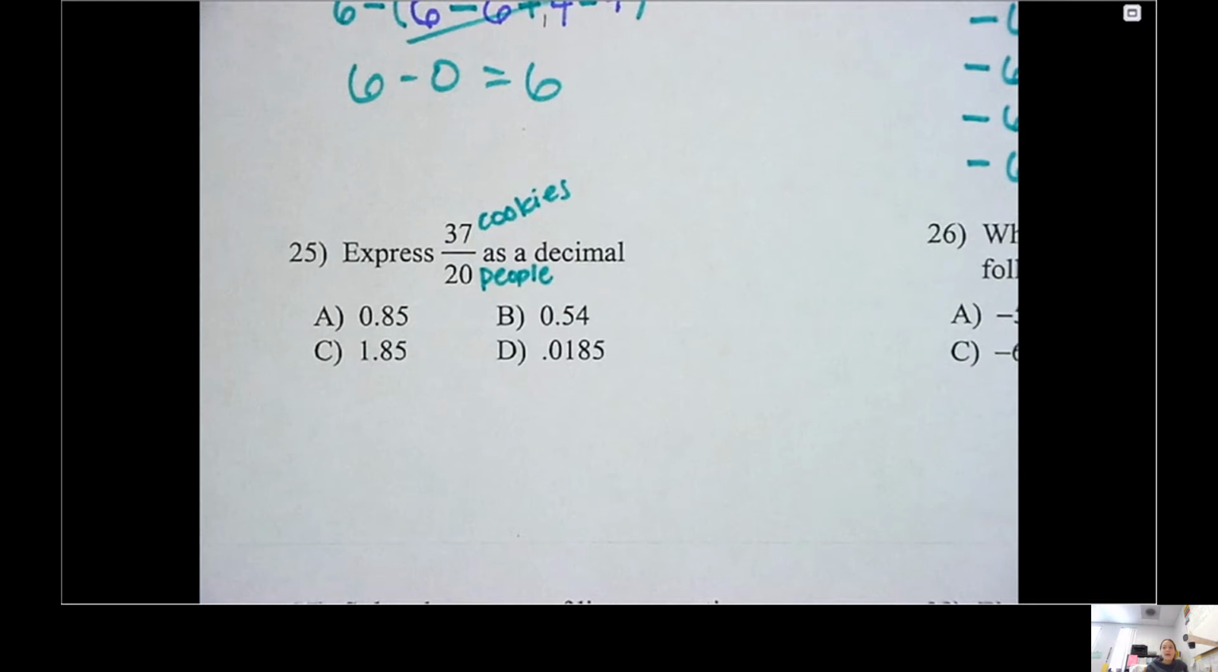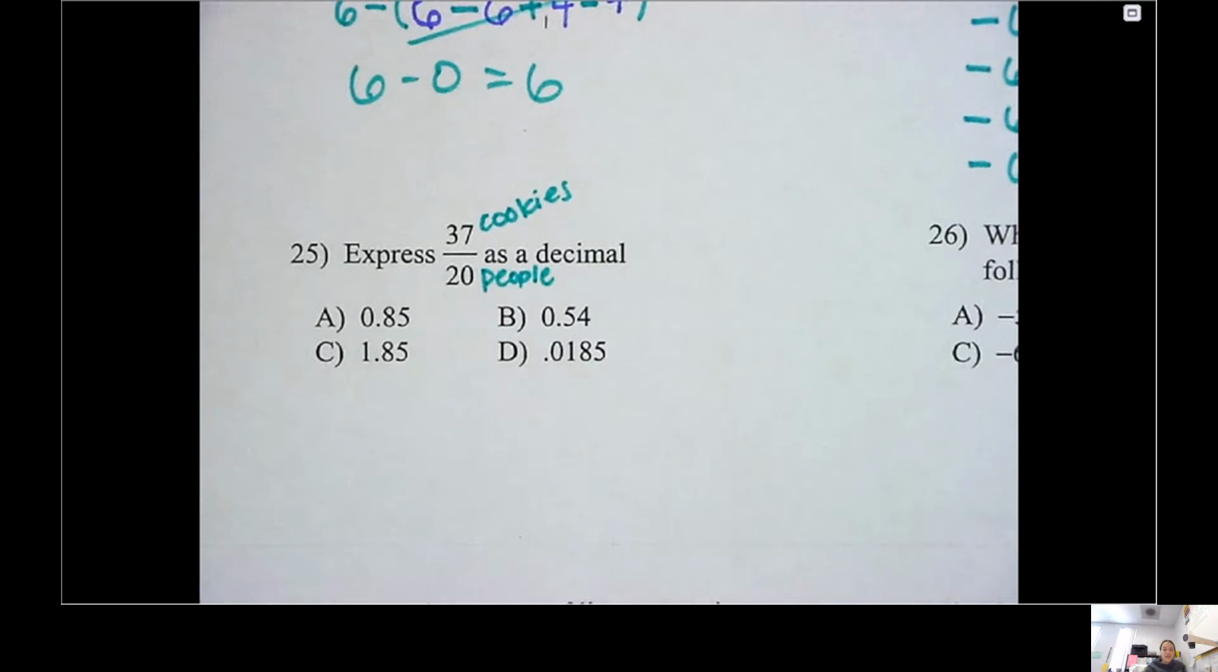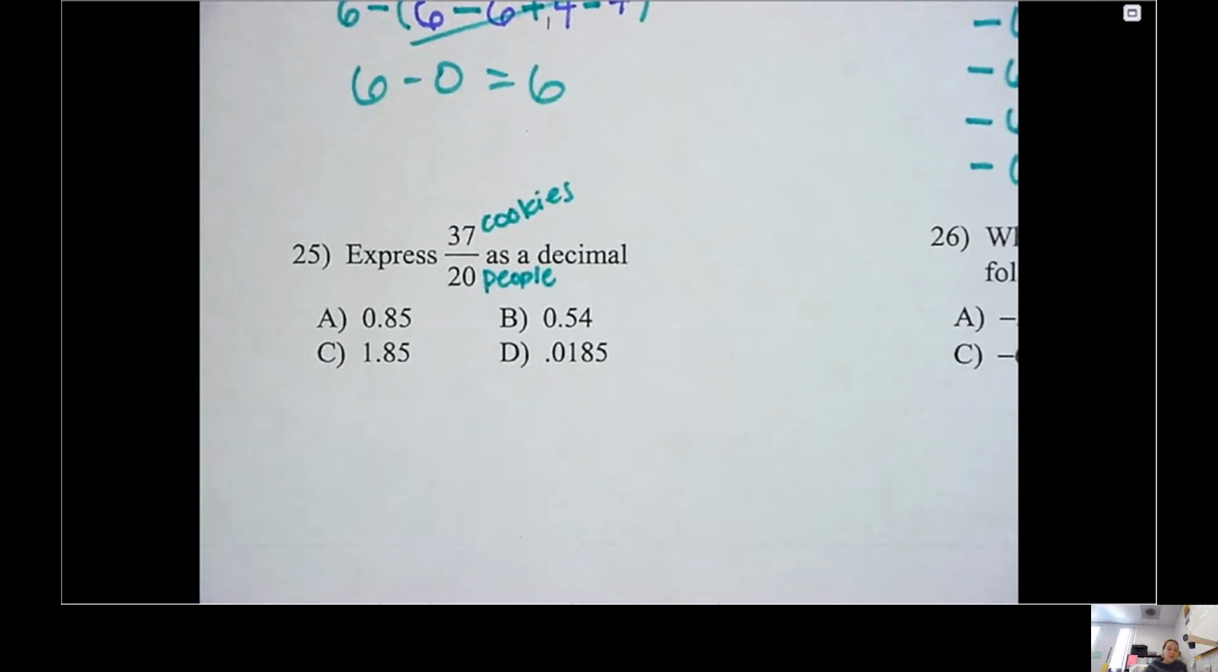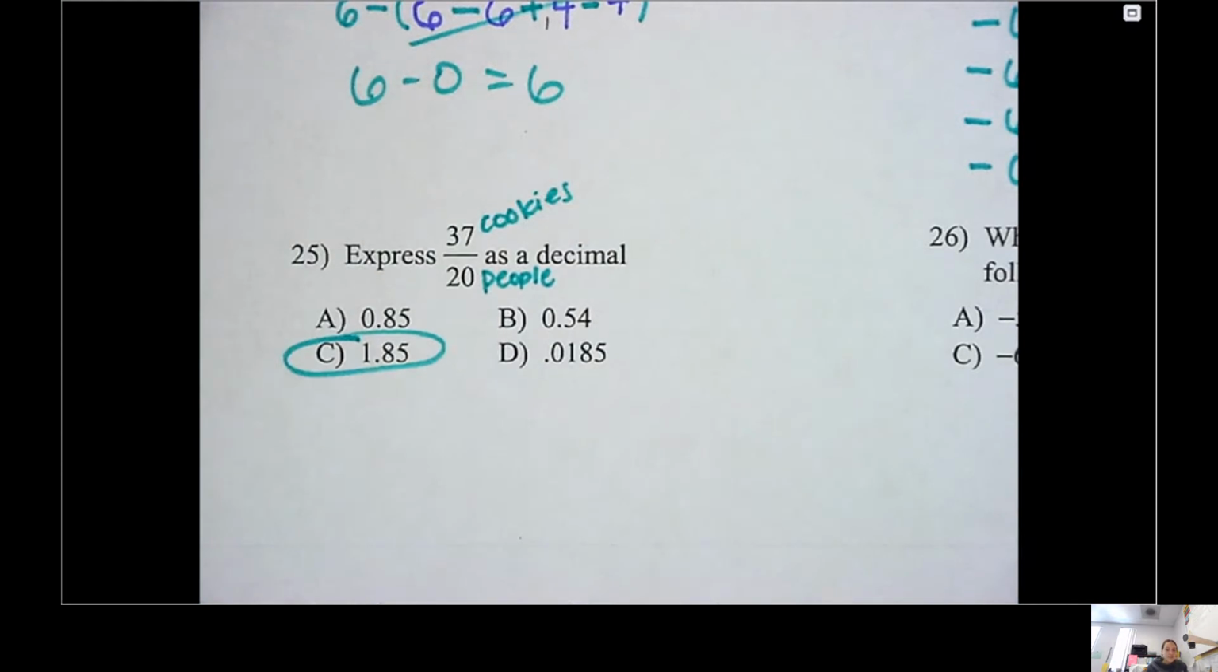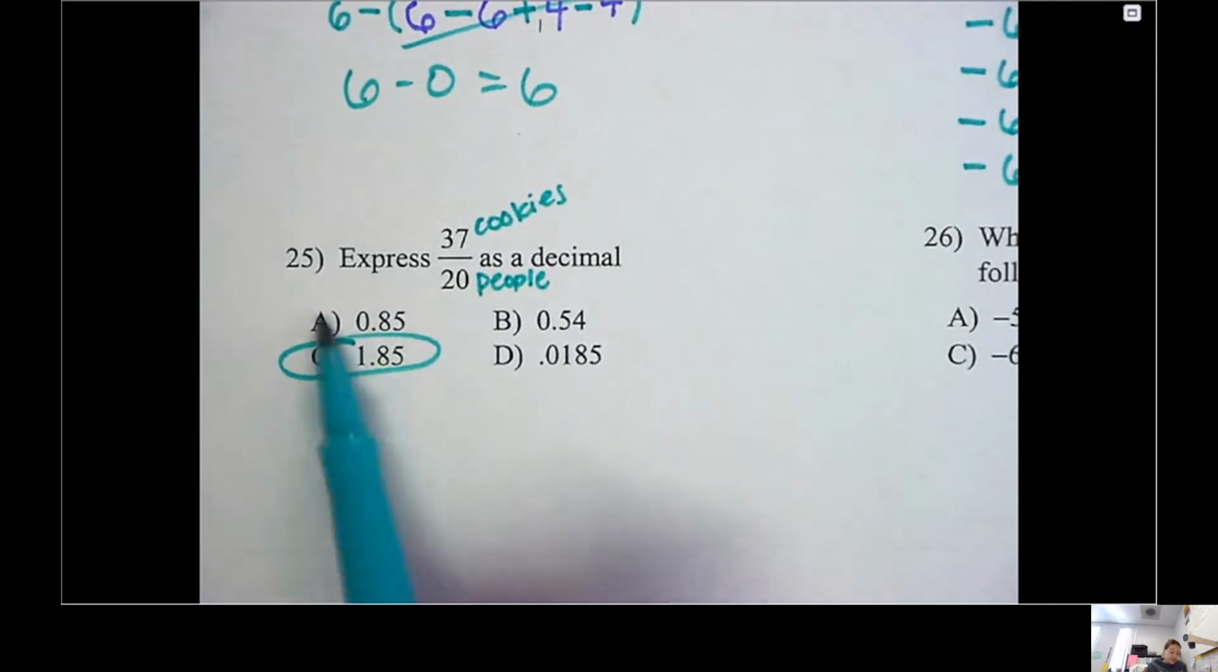They're all going to get one. And then there's going to be some left over. So it's going to be 1 and some change. So the only one that's a positive number there with 1 and some change is letter C. So 37 divided by 20 is 1.85. So using some logic and reasoning here kind of helps us out with some of these problems.